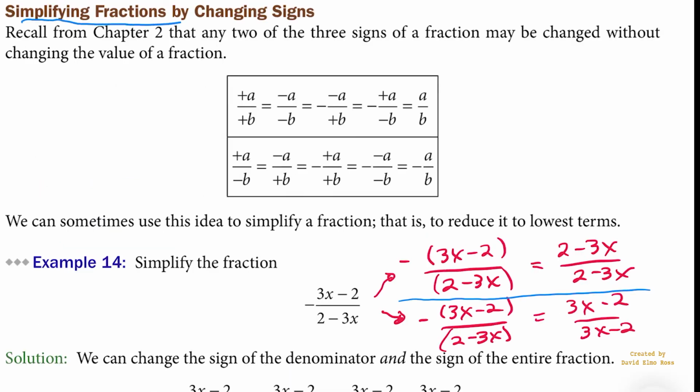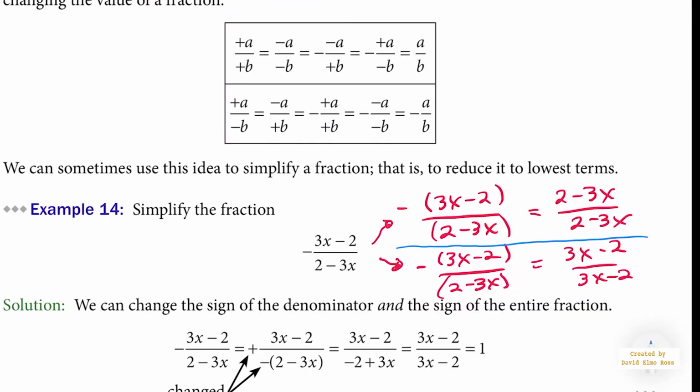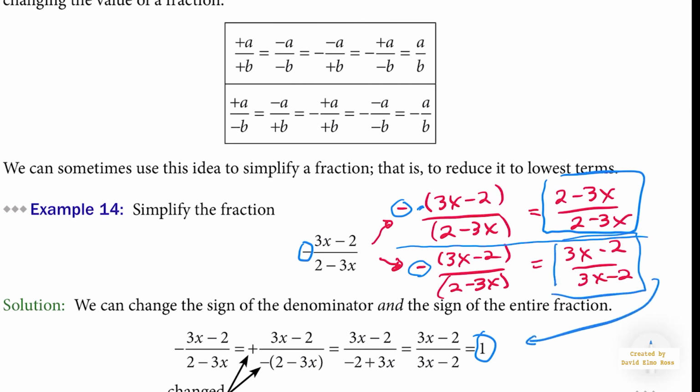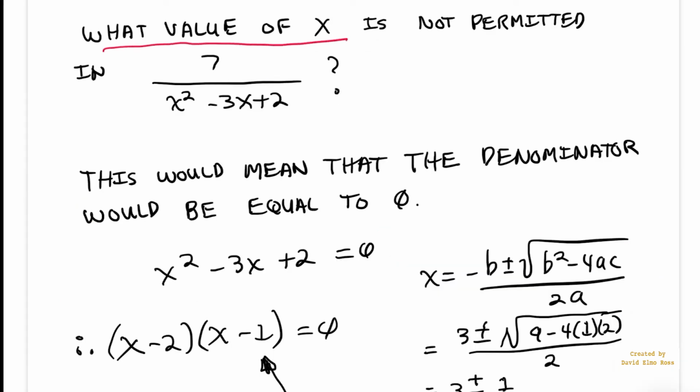Sometimes you can simplify a fraction simply by changing the sign. And in our case we've got minus 1 in front of this, which you could then multiply minus 1 times the top to give you 2 minus 3x over 2 minus 3x, which gives you 1 down here. Or you can multiply the bottom by minus 1 and get 3x minus 2 over 3x minus 2, which again evaluates to 1.